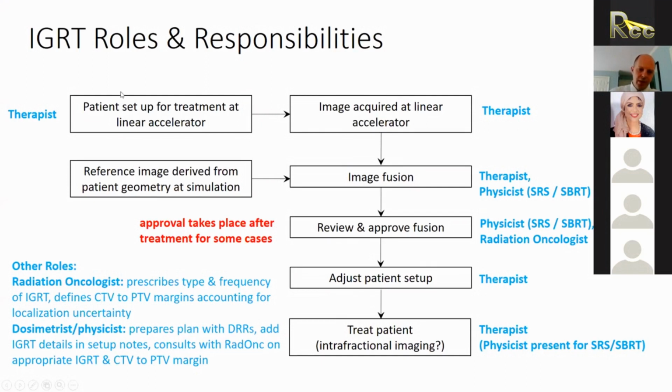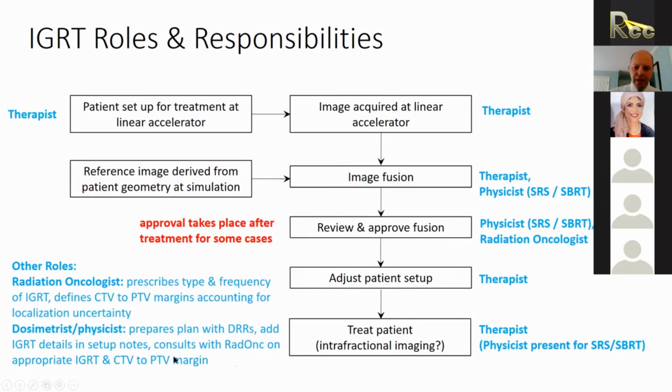Other roles that aren't really in this workflow include the radiation oncologist, who prescribes the type and frequency of image guidance and defines the CTV to PTV margins, accounting for the localization uncertainty. And the dosimetrist or physicist prepares the plan with any images that have to be prepared for image guidance, adds the image guidance details in the setup note, and consults with the radiation oncologist on appropriate image guidance and CTV to PTV margin. So this is kind of behind the scenes. It's not really in our workflow here, but it's an important step in the image guidance process.